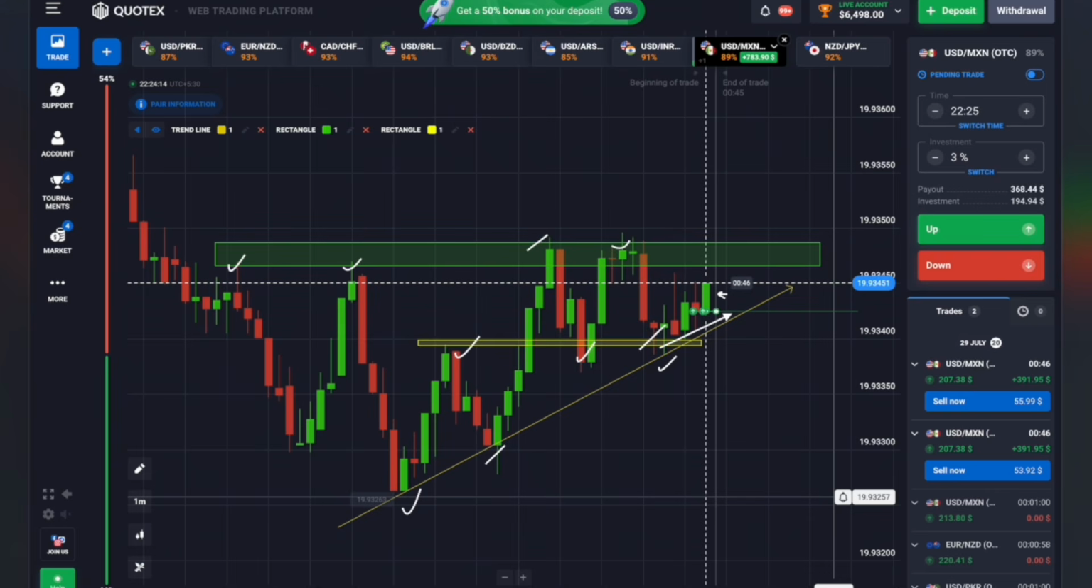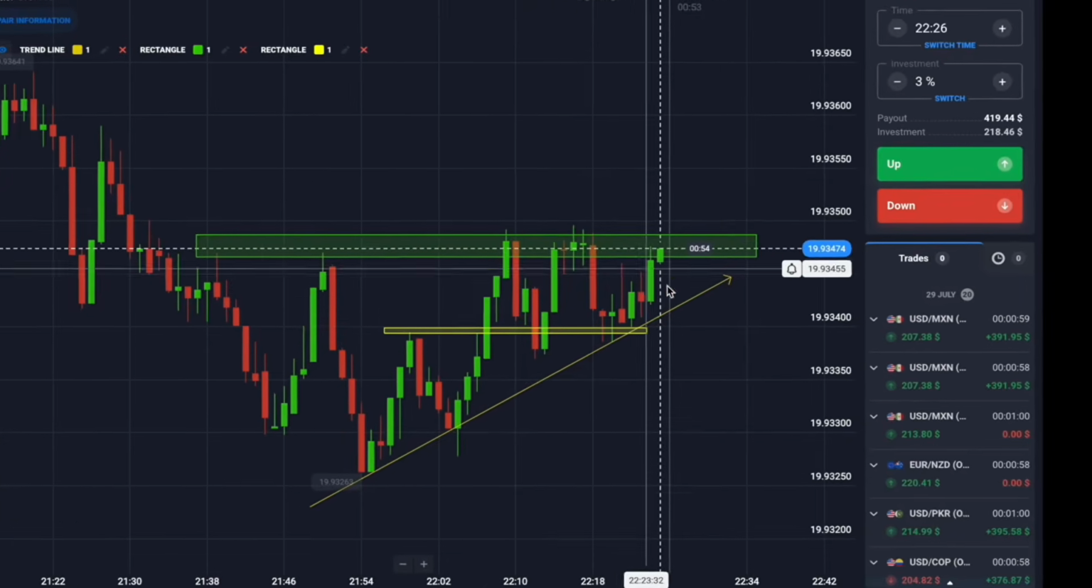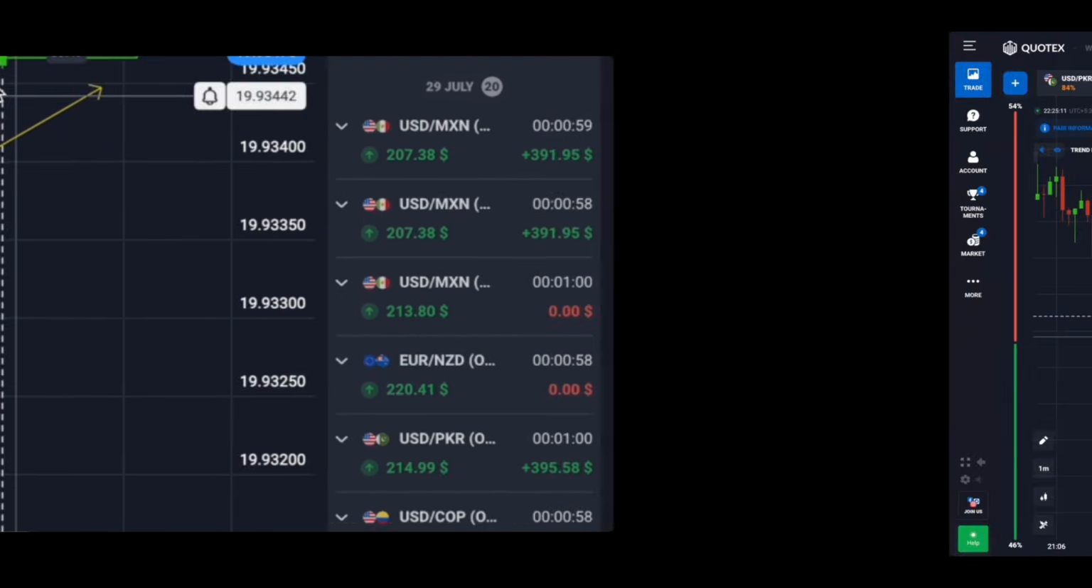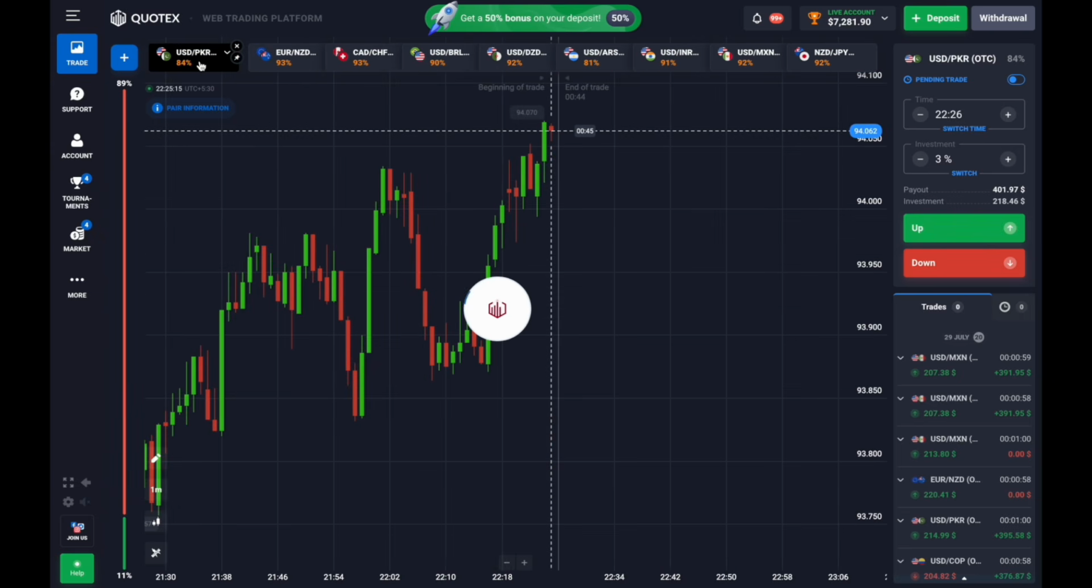There was still enough room for the candle to move higher, which is why I took a call entry trade. And even though my first trade ended in loss, my overall analysis remained valid. So I stayed with my trading plan. I took the one step MTG recovery trade and the market respected my analysis. And as you can see, that was a winning trade.